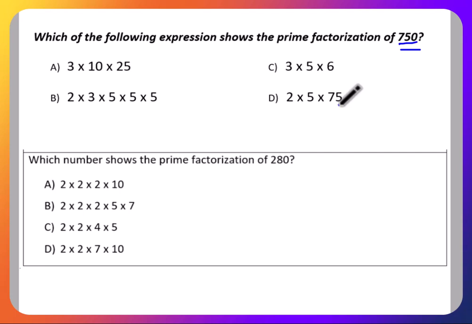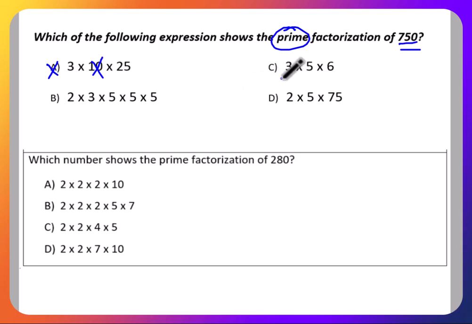But before you do that, look at your answer choices. The clue word here is prime factorization. That means all of the numbers have to be prime. If you look at example A, is 10 a prime number? No, it is not. Therefore, A cannot be our answer. Look at B. Are all of the factors prime? Yes, they are. So B is a possibility.